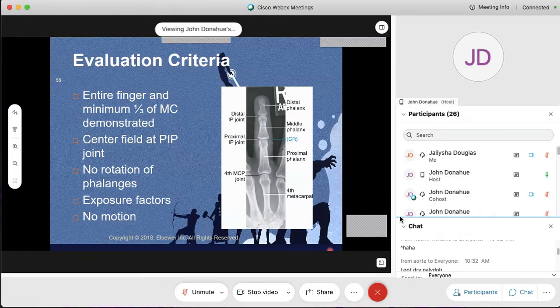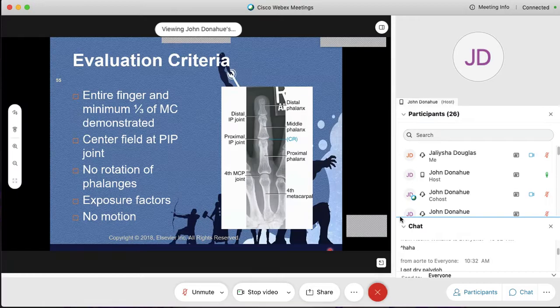We do want the central ray to be at the PIP joint, proximal interphalangeal joint. And no rotation, very important. You need to make sure you're paying attention on those films. Patients love to relax their hand, and sometimes when they relax their hand, it puts that digit into an oblique position. Make sure it's nice and flat in that true PA. Exposure factors, you're going to use very small exposure factors because you're looking at a very small body part, and no motion is going to be key.